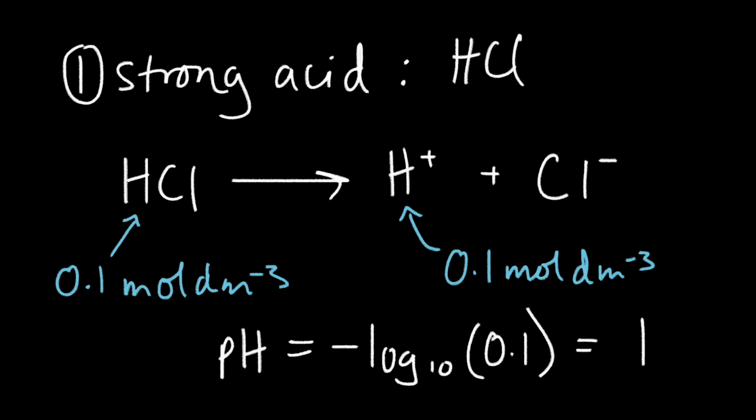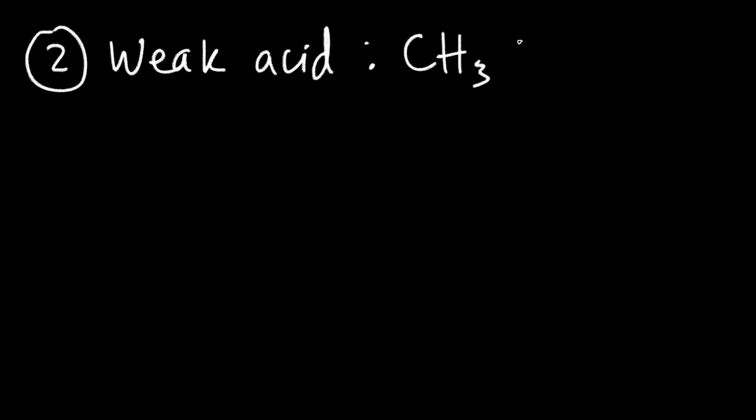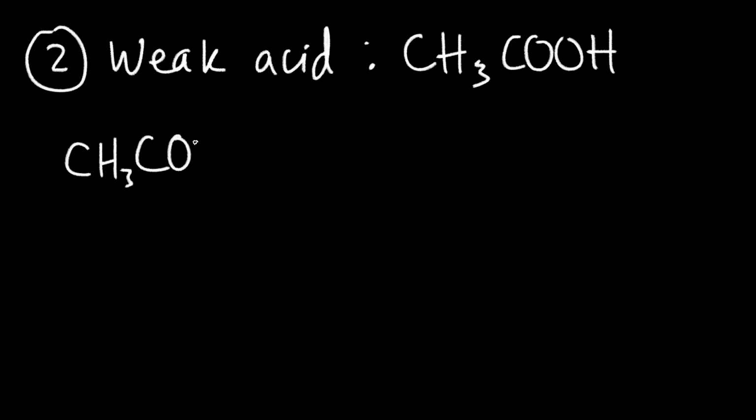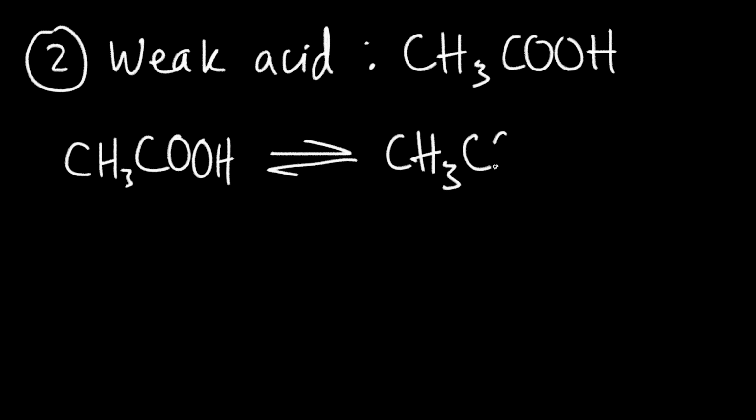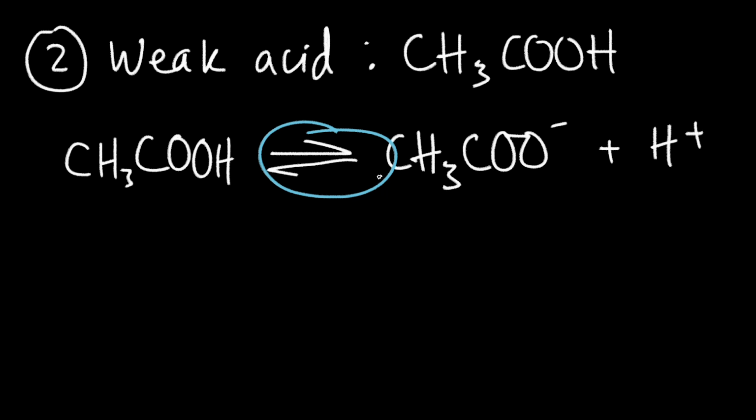But what about a weak acid? So let's say this time we've got a weak acid. As an example, let's say we've got some ethanoic acid. This time, because it's a weak acid, not all of the acid is going to be dissociated. So we've got an equilibrium like this. Now the extent to which the acid is dissociated here will depend on the Ka value. So Ka is just your equilibrium constant for an acid.